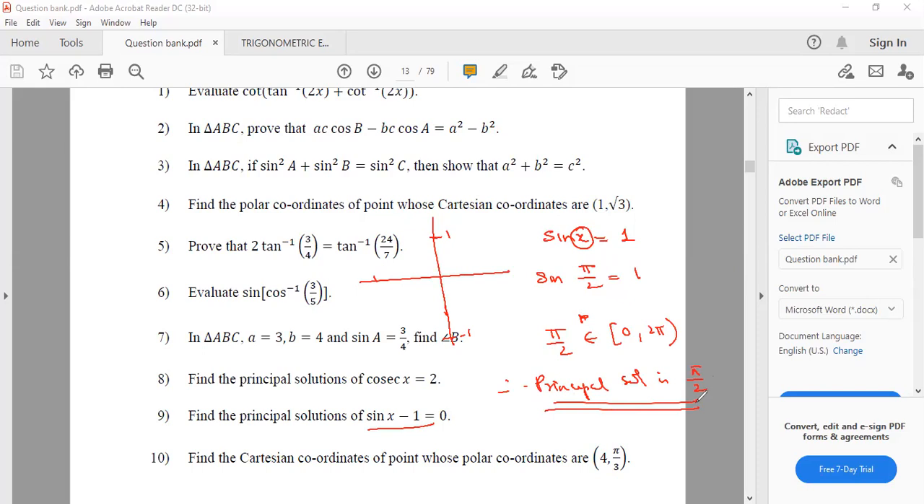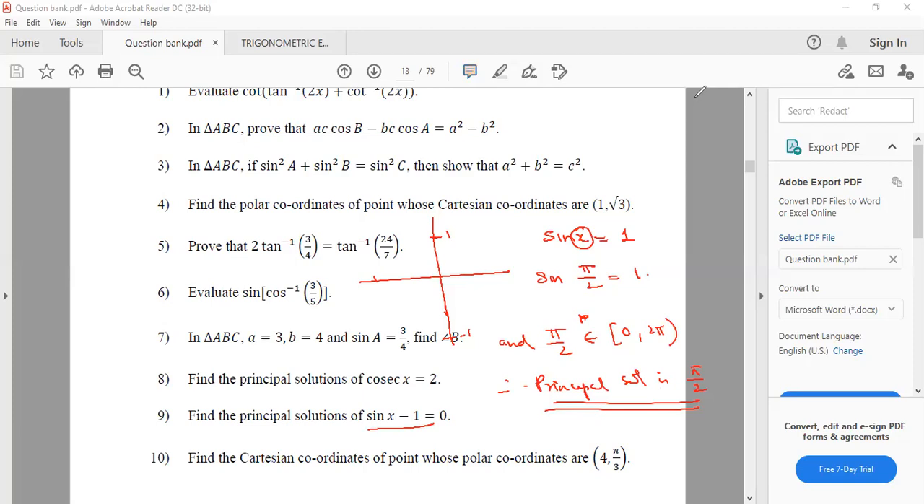So you will be writing only two steps there. Sin pi by 2 is 1 and pi by 2 belongs to 0 to 2 pi. Therefore, the principal solution is pi by 2. Is that clear to everybody? Any other doubt in principal solution? No, sir.